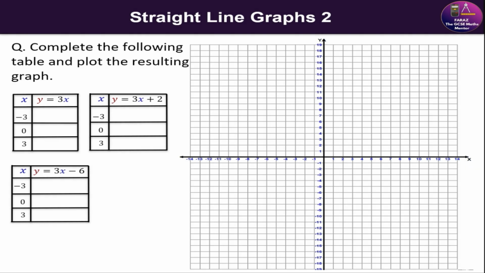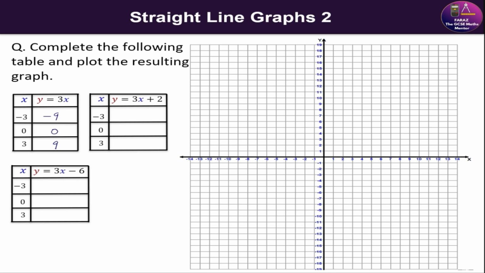So let's start with y equals 3x. x equals negative 3, y equals 3 times x, which means y equals 3 times negative 3. And that would give you 3 into negative 3, negative 9. So we must write there negative 9. Then y equals 3x, 3 times 0, that would be 0 there. y equals 3x, 3 into 3, that is 9.